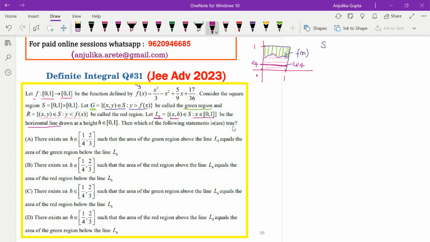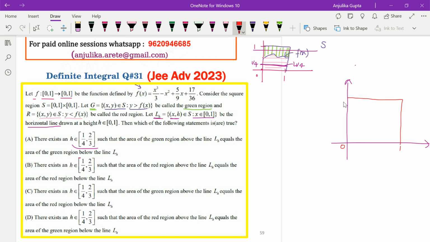Now, which of the following statements are true? They are asking whether there exists an h such that the area of the green region above, so let's say this is my L_h, and the area of the green region below this line are equal. So does there exist an h? That's the question. Similarly the other questions also. So what do we do? First, we try to see how my function looks inside this square box, and then we will try answering all these questions. So let's get to work.